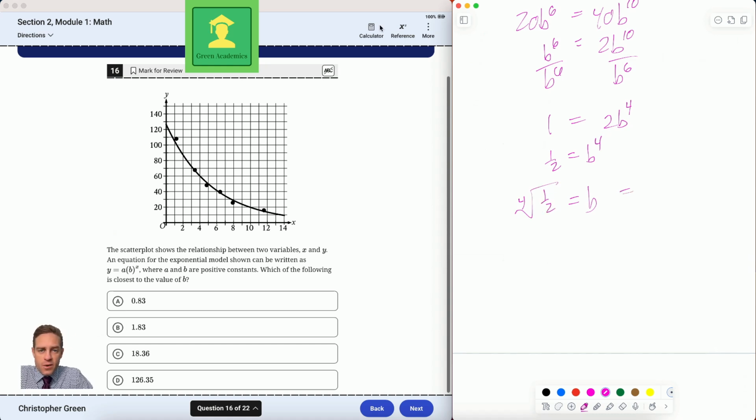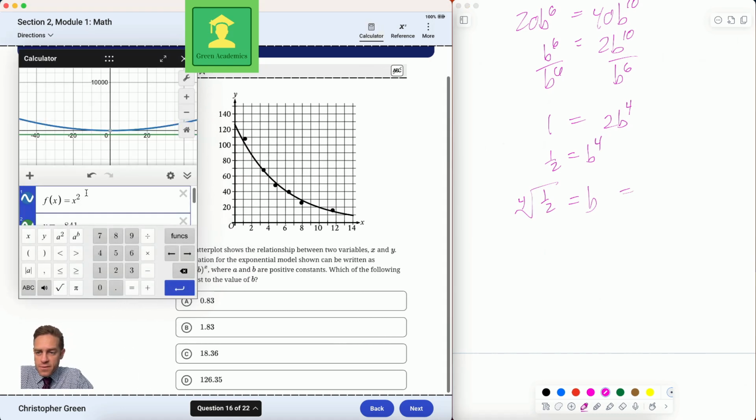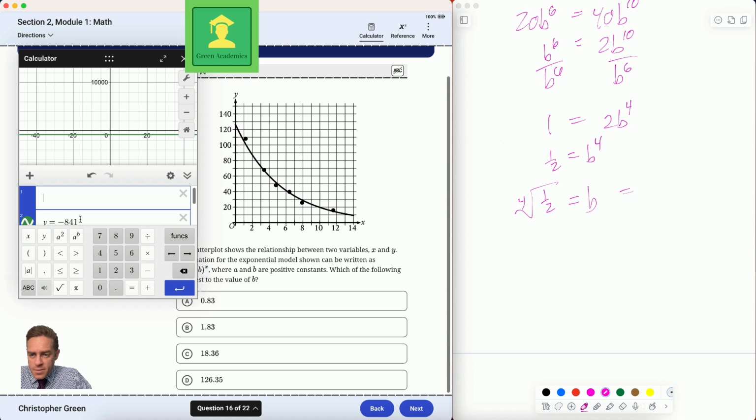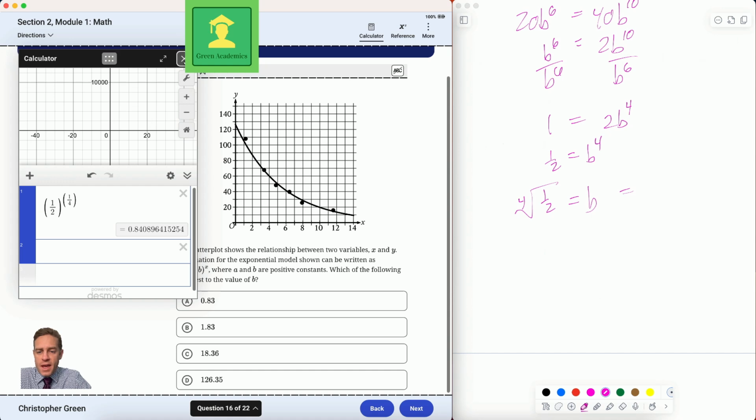Actually, let me hit it on Desmos. So the fourth root of a half, which I'm going to write as quantity 1/2 to the 1/4 power is 0.84. Yeah, which has got to be A as an apple.